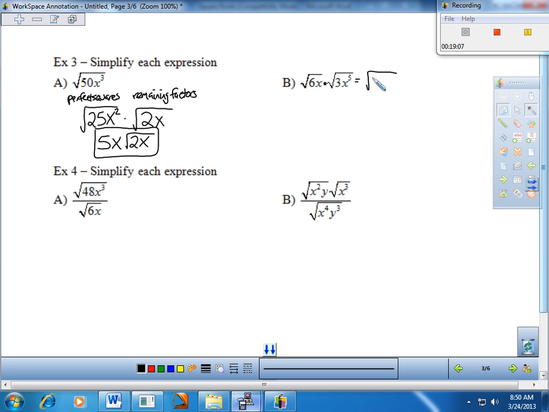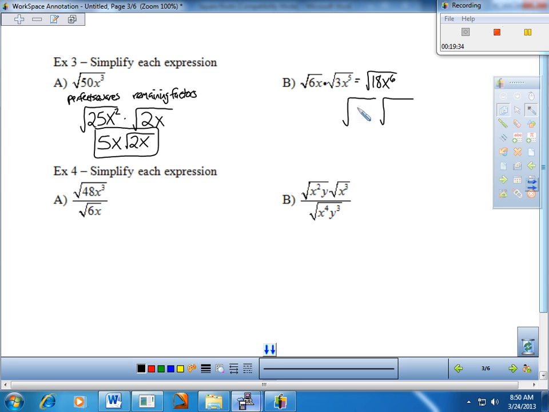6 times 3 is 18, so let's just do it as a product. x times x to the 5th is x to the 6th. So this is equivalent to this right up here. Now this is nice and consolidated for me, and I can play around with this because now what I'll go ahead and do is try to get my perfect squares in one and my remaining factors in the other. And so as a result, now I can break it apart according to the way I want to do it.